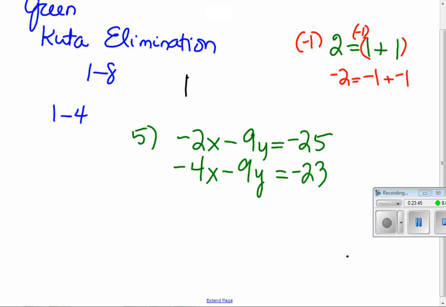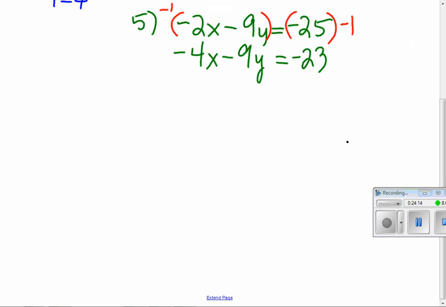I would like to eliminate either x or y. Which one would be easier? Well, this is a negative 2, that's a negative 4. What's wrong with the y's? If one were positive, then I could just add them, right? Well, why don't we just multiply one of these equations by a negative 1? It makes no difference. So I'm going to multiply the top equation by a negative 1. And don't forget to do the other side. There are lots of places to make mistakes.